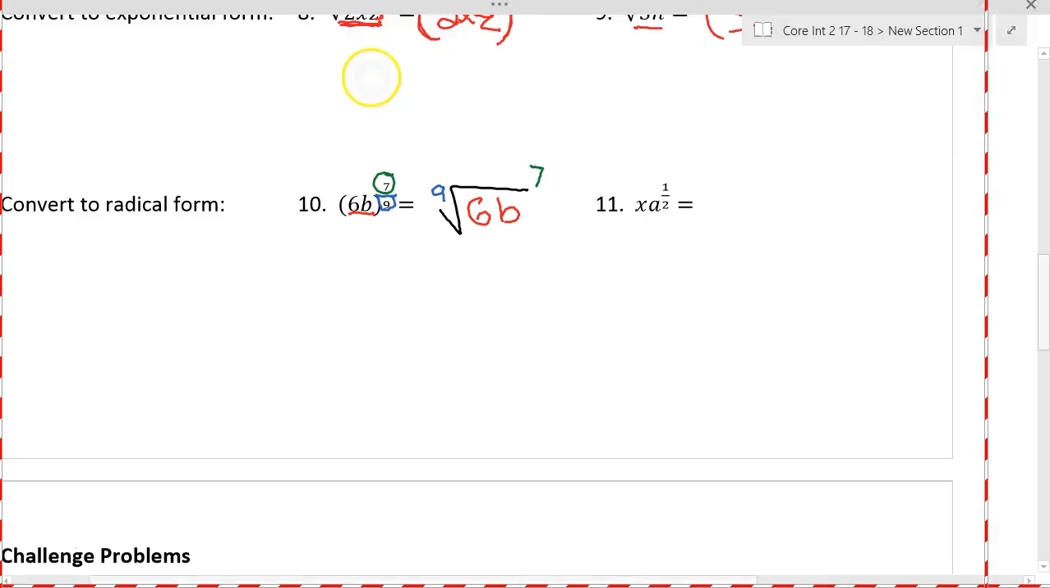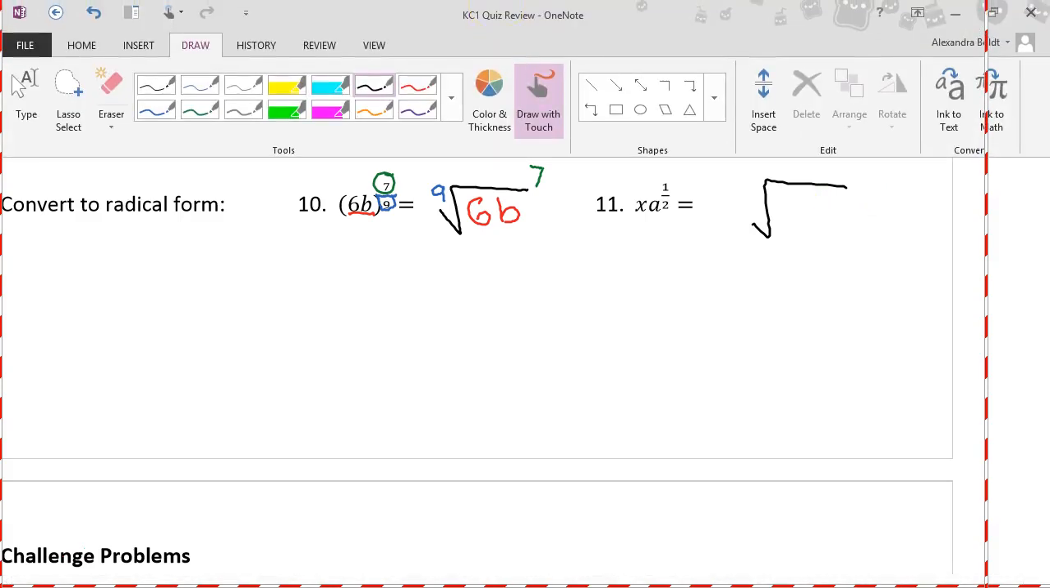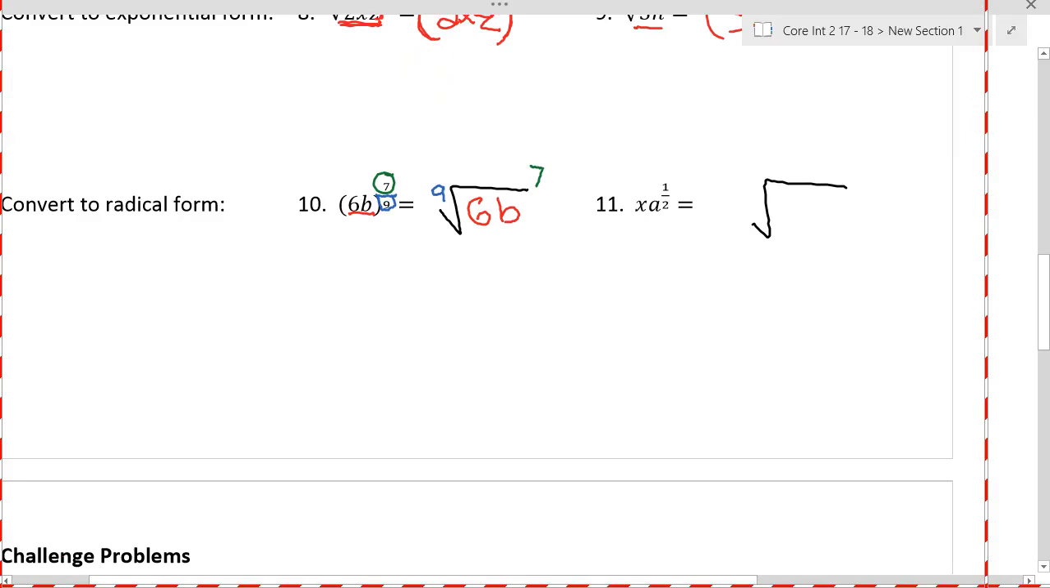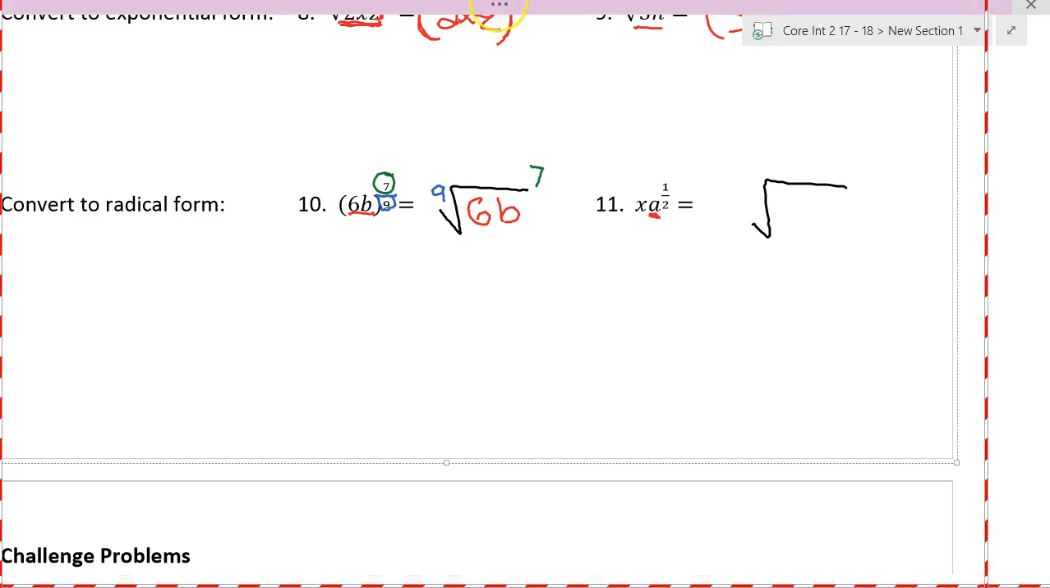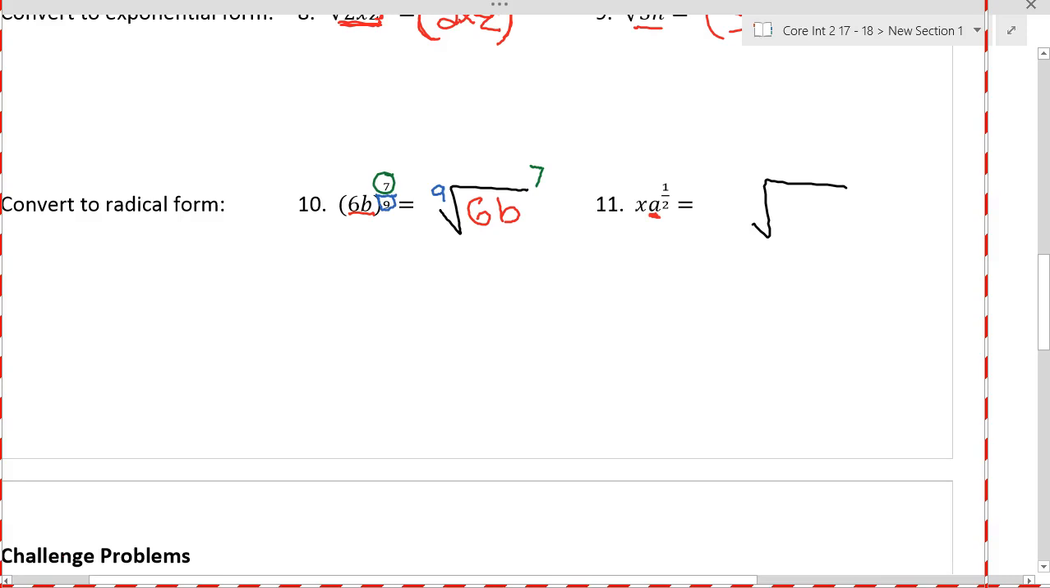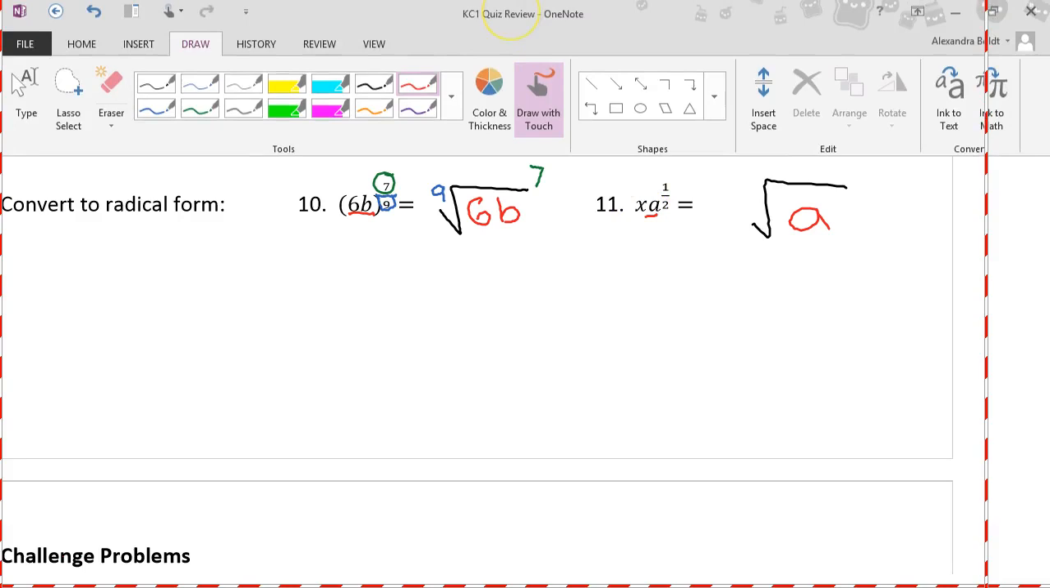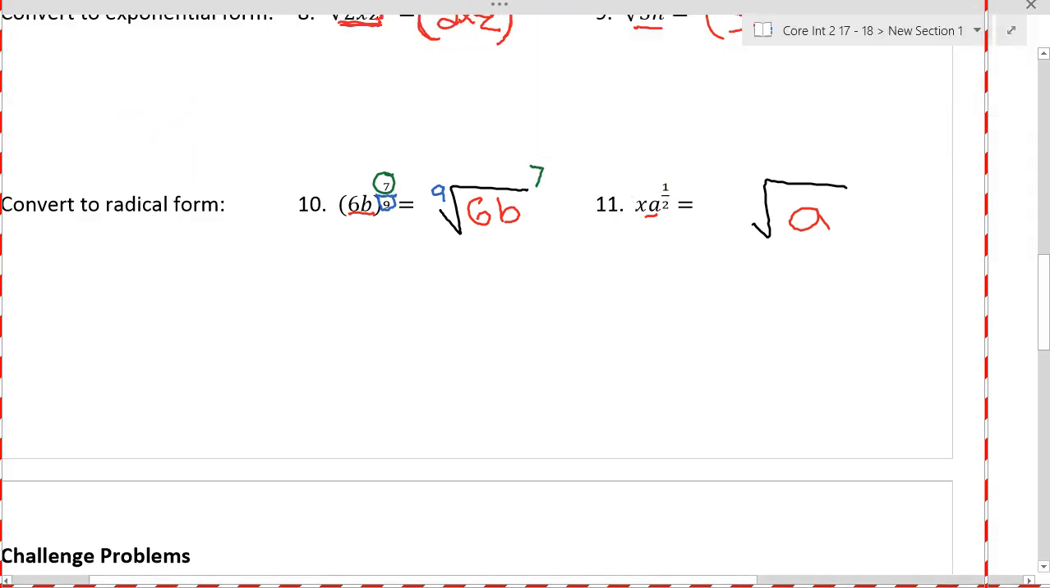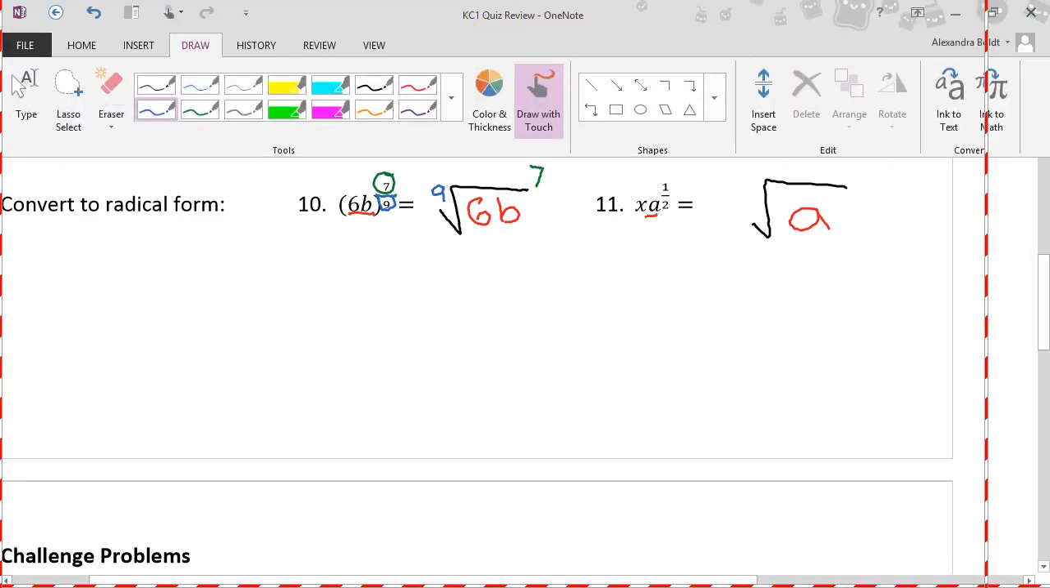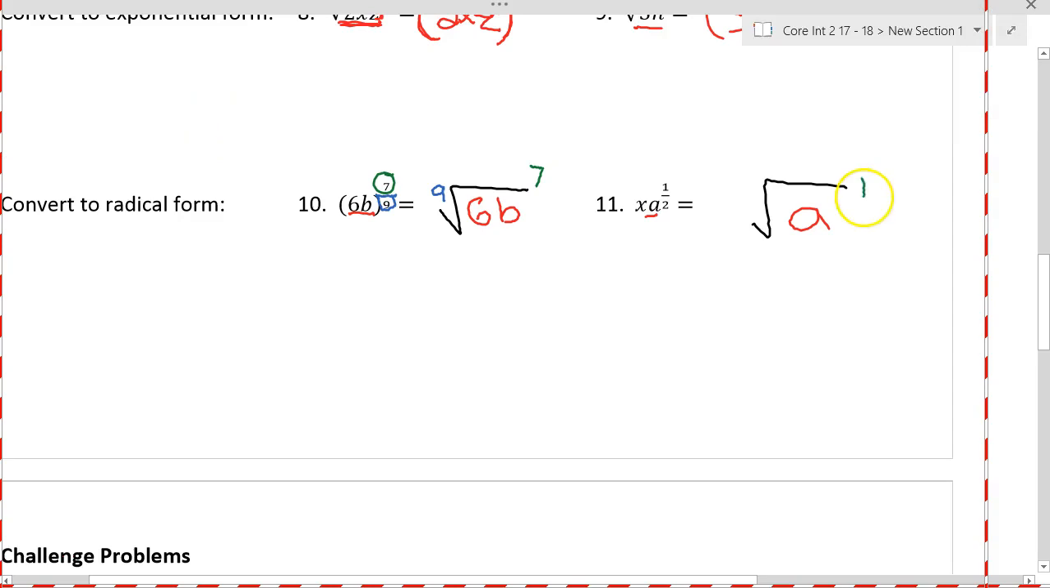11 is a little bit trickier, but I'm still going to start, I'm converting to radical form. So I know I need a radical, right? My base. What's being raised to the power? The only thing being raised to the power here is that a. Okay? The x is not being raised to the power because there are no parentheses. So I'm only putting the a under there. Then my exponent is 1. And my root is 2.